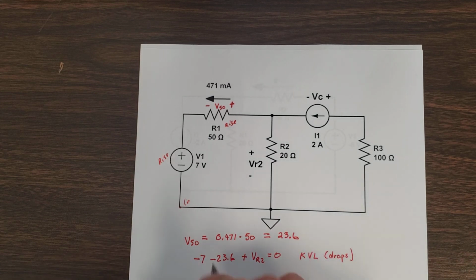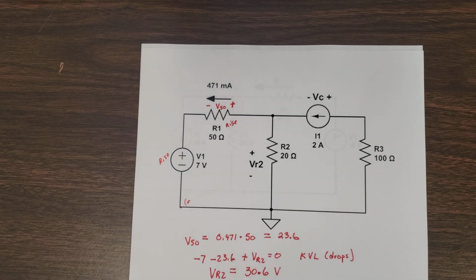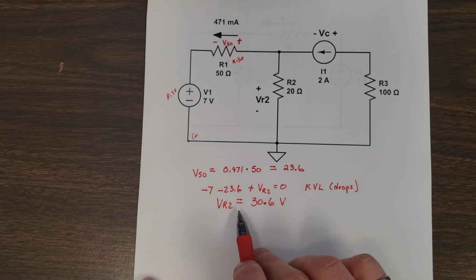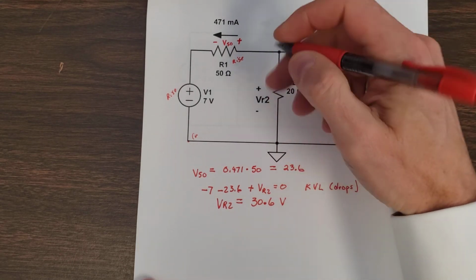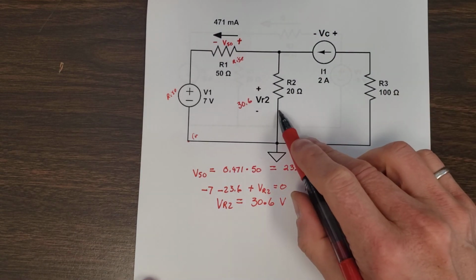Then we solve for this and we get VR2 is equal to 30.6 volts. Now, we will just go ahead and label it. This is 30.6. So we've solved for VR2.